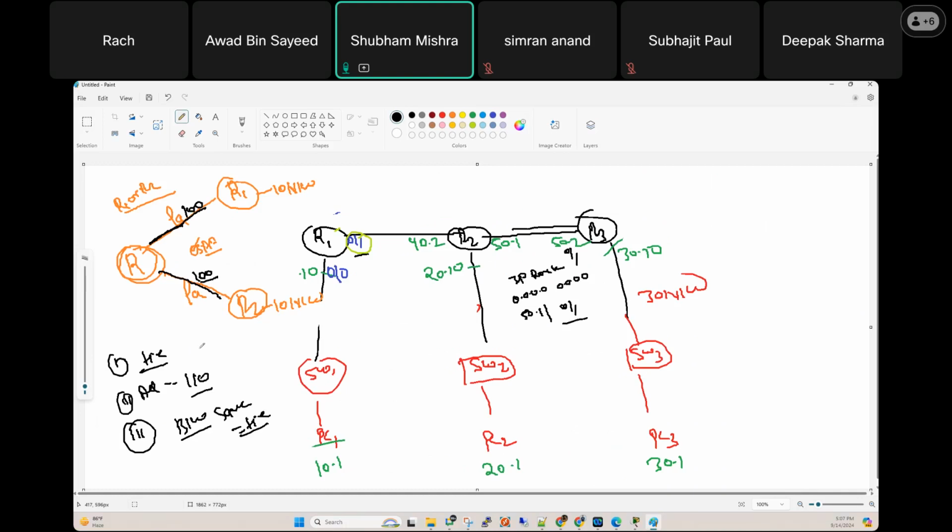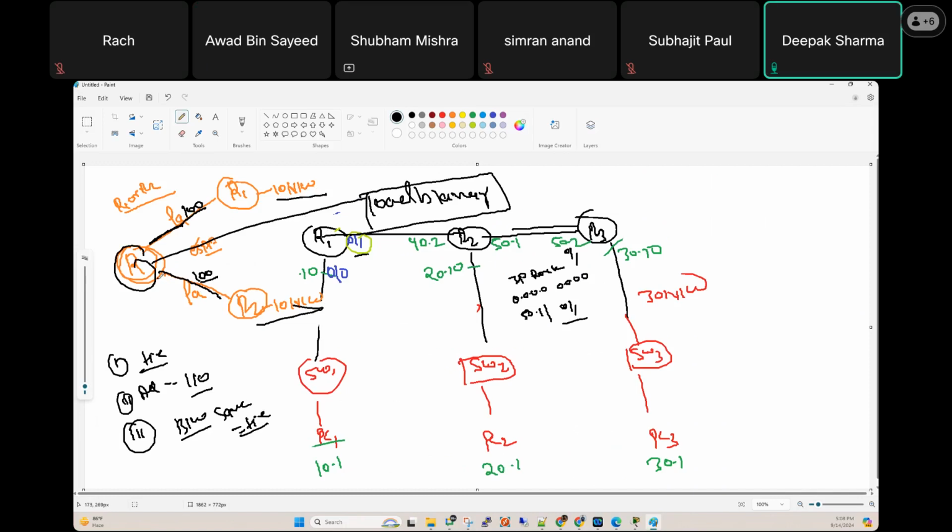So if the metric is also a tie, then this router will perform load balancing. What is load balancing? What do you mean by load balancing? Load balancing means this router installs both routes, by R1 as well as by R2, in its routing table. Clear everyone? That is called load balancing. How will load balancing work? We will discuss these things later in the dynamic routing protocol. But right now, I'm just telling you, when all the three parameters tie, then the router will perform load balancing.